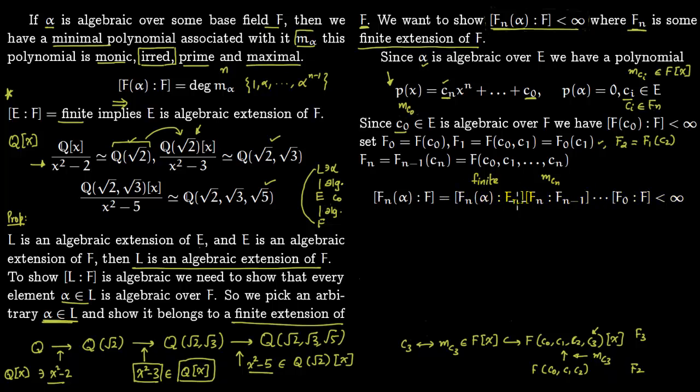So now you use the Tower law. These two will cancel out, then corresponding these two will cancel out. This will cancel out the one before it. So you will have Fn(alpha) over F remaining, which is finite.